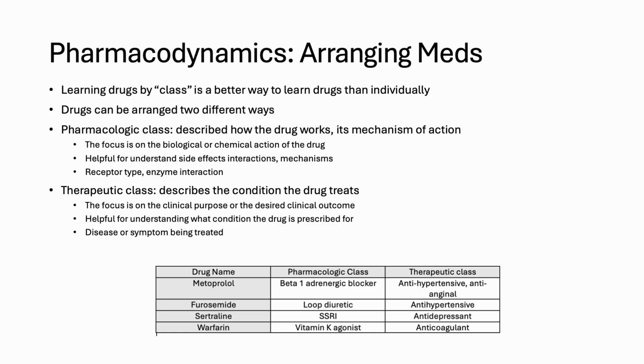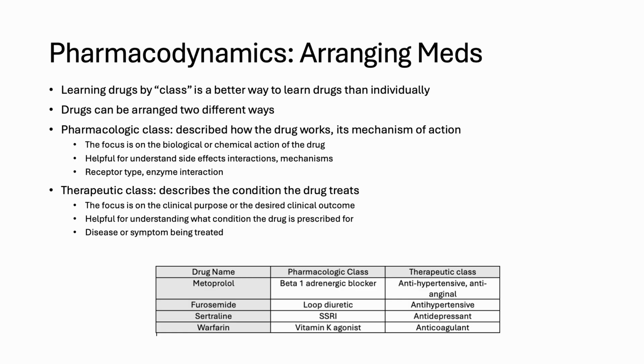All right, now we're getting into naming meds or classing medications. So there's a few different ways to name, class medications. Basically, you can arrange them by two different ways, by the pharmacological class and the therapeutic class. So pharmacological class is, how does the drug work? Is it a beta blocker? Is it a selective serotonin reuptake inhibitor? Is it a vitamin K agonist? Is it a diuretic? Makes you pee? So that's the pharmacological class.